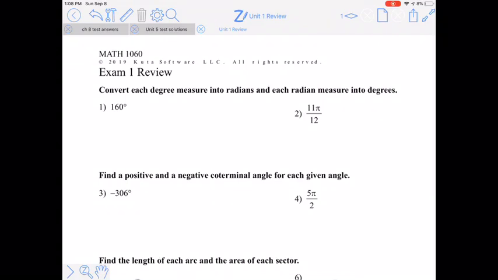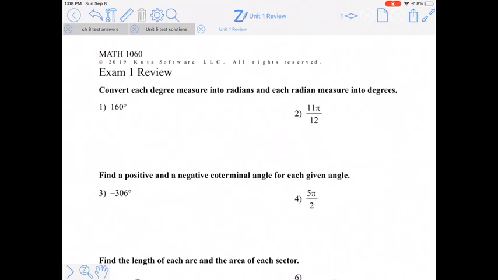Okay, this is a test review for Exam 1, Math 1060. Starting with question 1, we have to convert between degrees and radians. So what we talked about in class, converting between degrees and radians or vice versa requires a conversion factor.